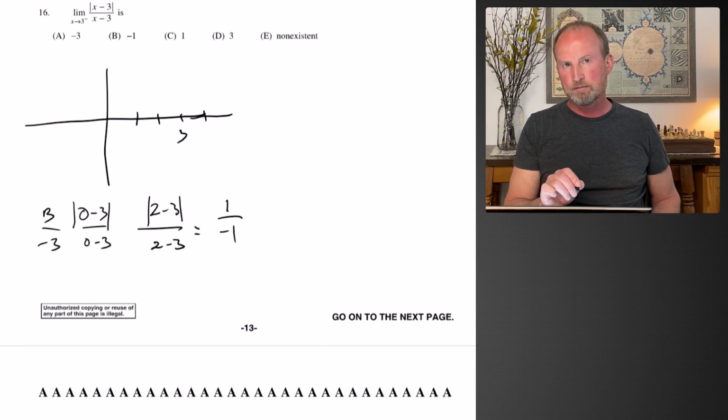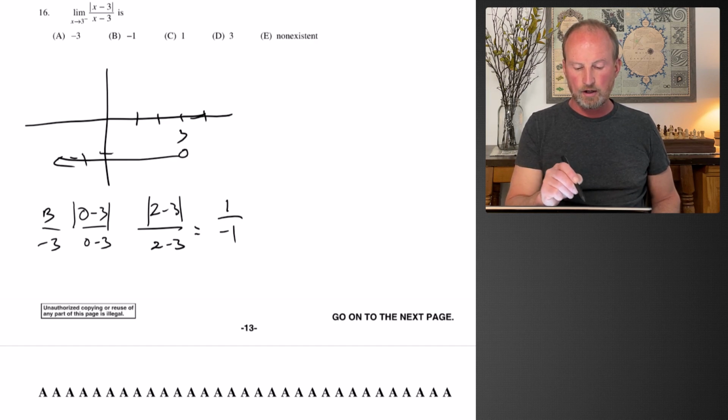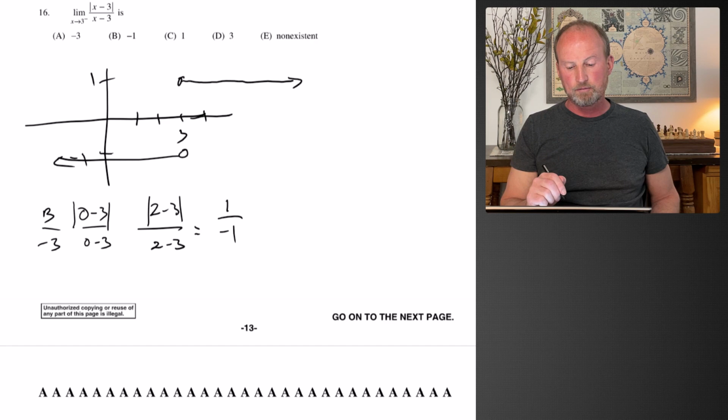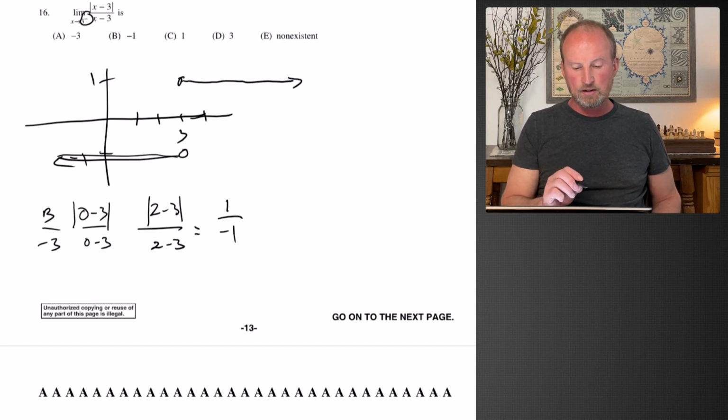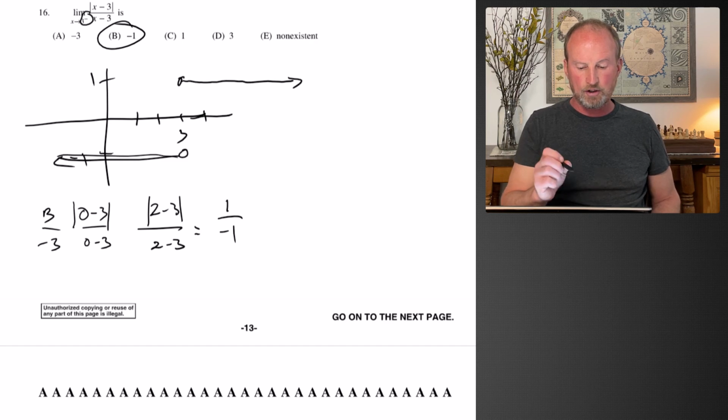No matter what I plug in, when x is less than 3, the top will always be positive and the bottom will be negative. A positive divided by a negative is a negative 1, and there's no value at 3. At 3 and greater than 3, the number on top is the same as the number on the bottom because they're both positive, and I get a positive 1. So at x equals 3, this limit switches definitions, and they want to know the left-hand side. The left-hand side is negative 1. Number 16 is letter B.